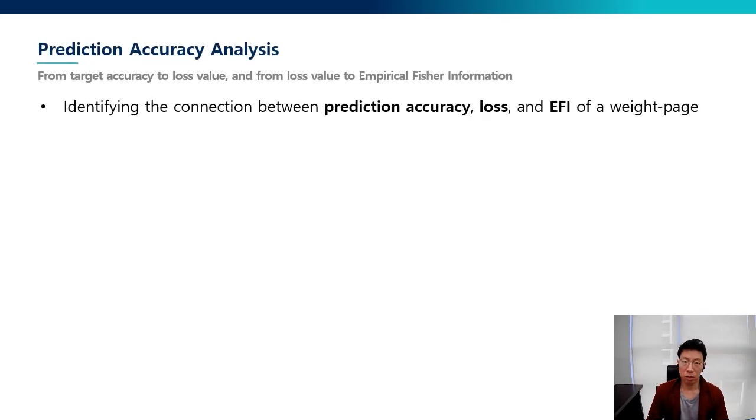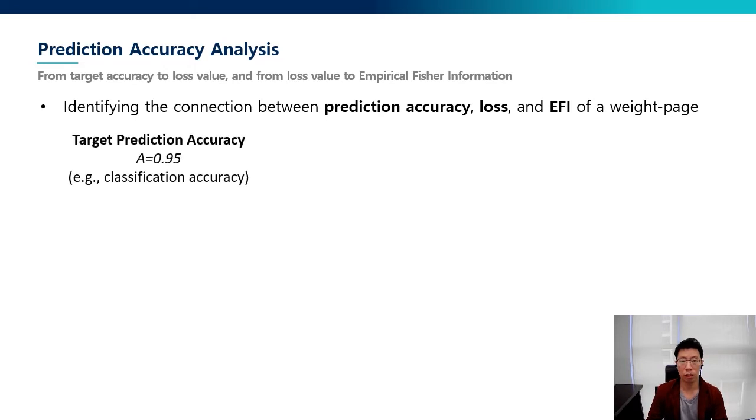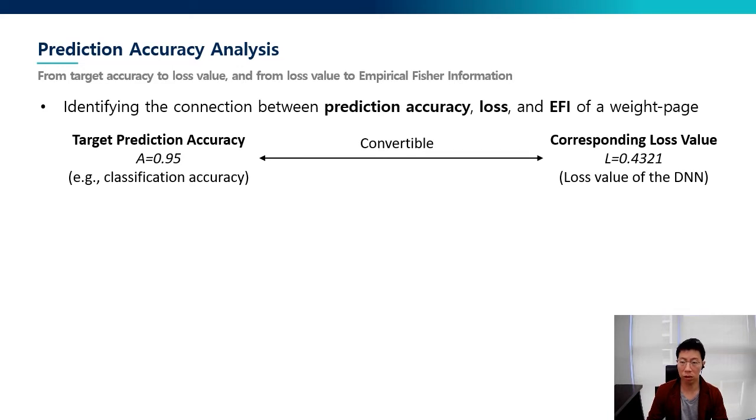Once the contribution of weight pages is measured with empirical feature information, the connection between the prediction accuracy, loss value, and empirical feature information is identified in order to find the exclusive weight pages that are required to ensure the target prediction accuracy. Here, first, we set a target prediction accuracy of a DNN, for example, 0.95 classification accuracy. Given this target prediction accuracy, we can convert it to the corresponding target loss value, for example, 0.4321, which is more convenient to analyze with EFI measurement of weight pages.